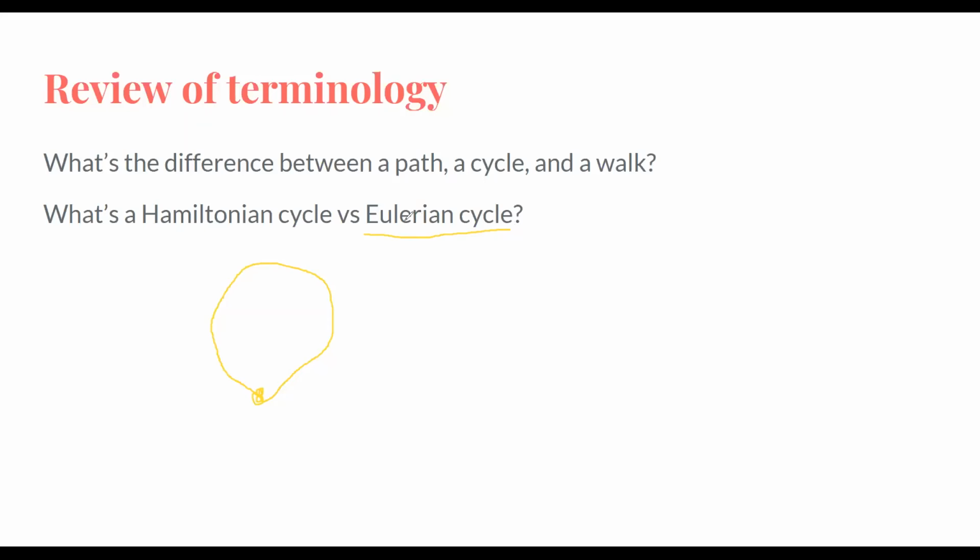You can remember that Euler and edges both start with E. So with Eulerian, we care about edges. And then Hamiltonians, I don't know, H and V can make some mnemonic or something. Or just remember it's the other one.